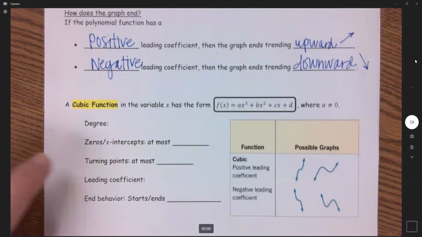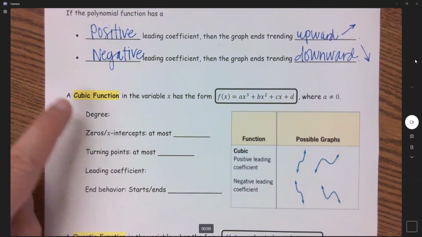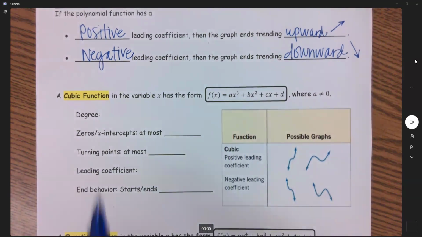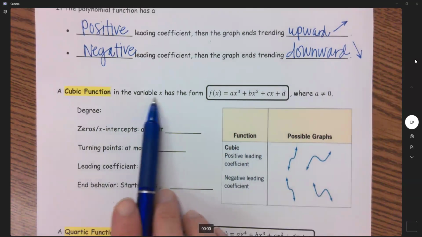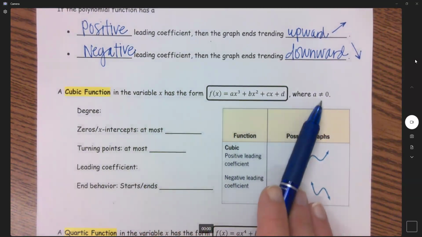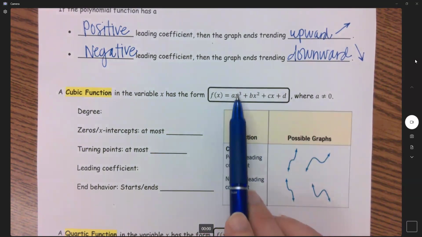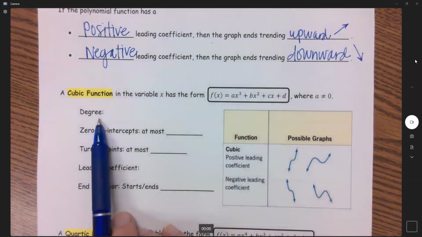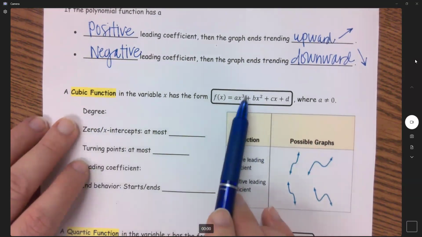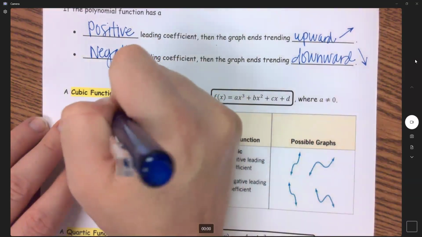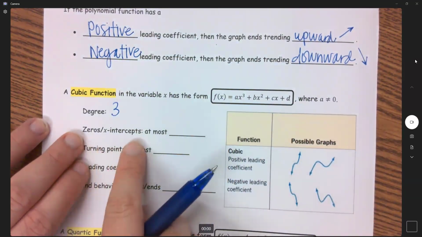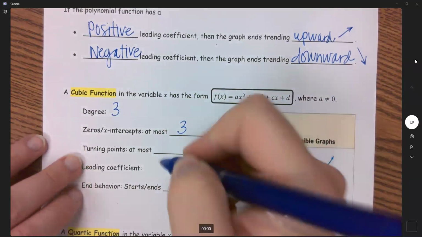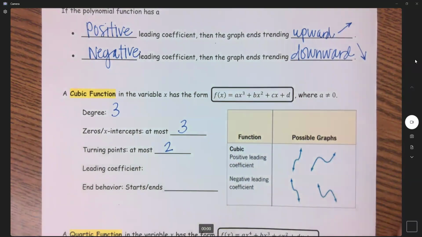Now, the two types of higher degree polynomial functions that we're going to be focusing on in this section and next section, even the third lesson as well, are cubic and quartic functions. So let's go over these. A cubic function in the variable x has this form right here where a cannot equal 0: ax cubed plus bx squared plus cx plus d. So what is the degree of a cubic function? Well, that highest degree is 3. That tells me my zeros or x-intercepts can be at most 3, which means I have at most 2 turning points.